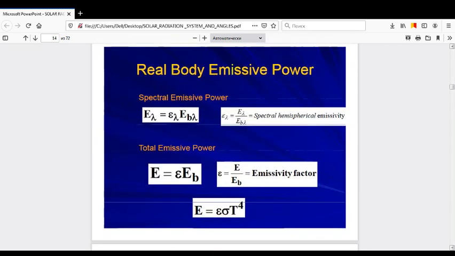Real body emissive power. Spectral emissive power E lambda is equal to epsilon lambda into E b lambda, where epsilon lambda is equal to E lambda upon E b lambda. Spectral hemispherical emissivity, the total emissive power E is equal to epsilon into E b, and epsilon is equal to E upon E b, the emissive factor, where E is equal to epsilon sigma T raised to the power 4.